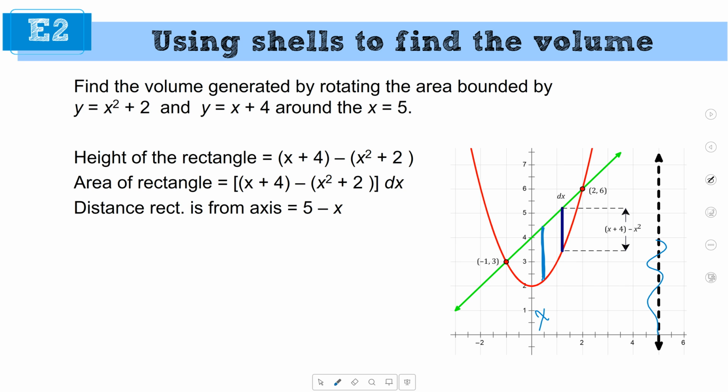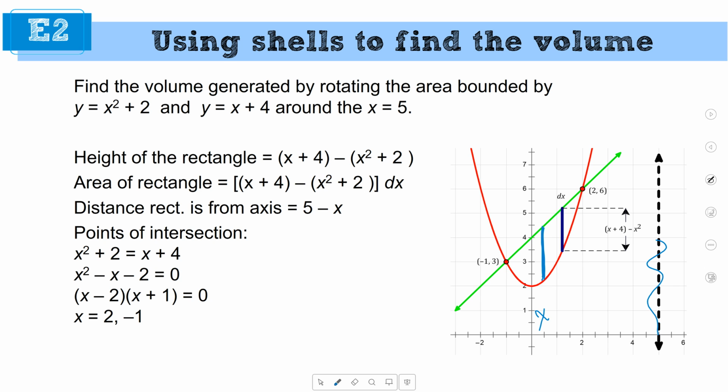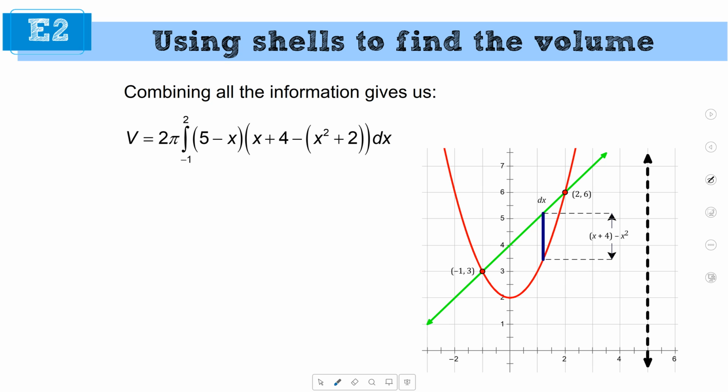I'm taking rectangles from where to where? Well, my rectangles are vertical, so therefore I'm dealing with x coordinates. I'm going to take my first rectangle at -1. I'm going to take my last rectangle at 2. So therefore I end up with, found the points of interest. They were already on the picture, so I didn't need to do that. I'm just showing off.